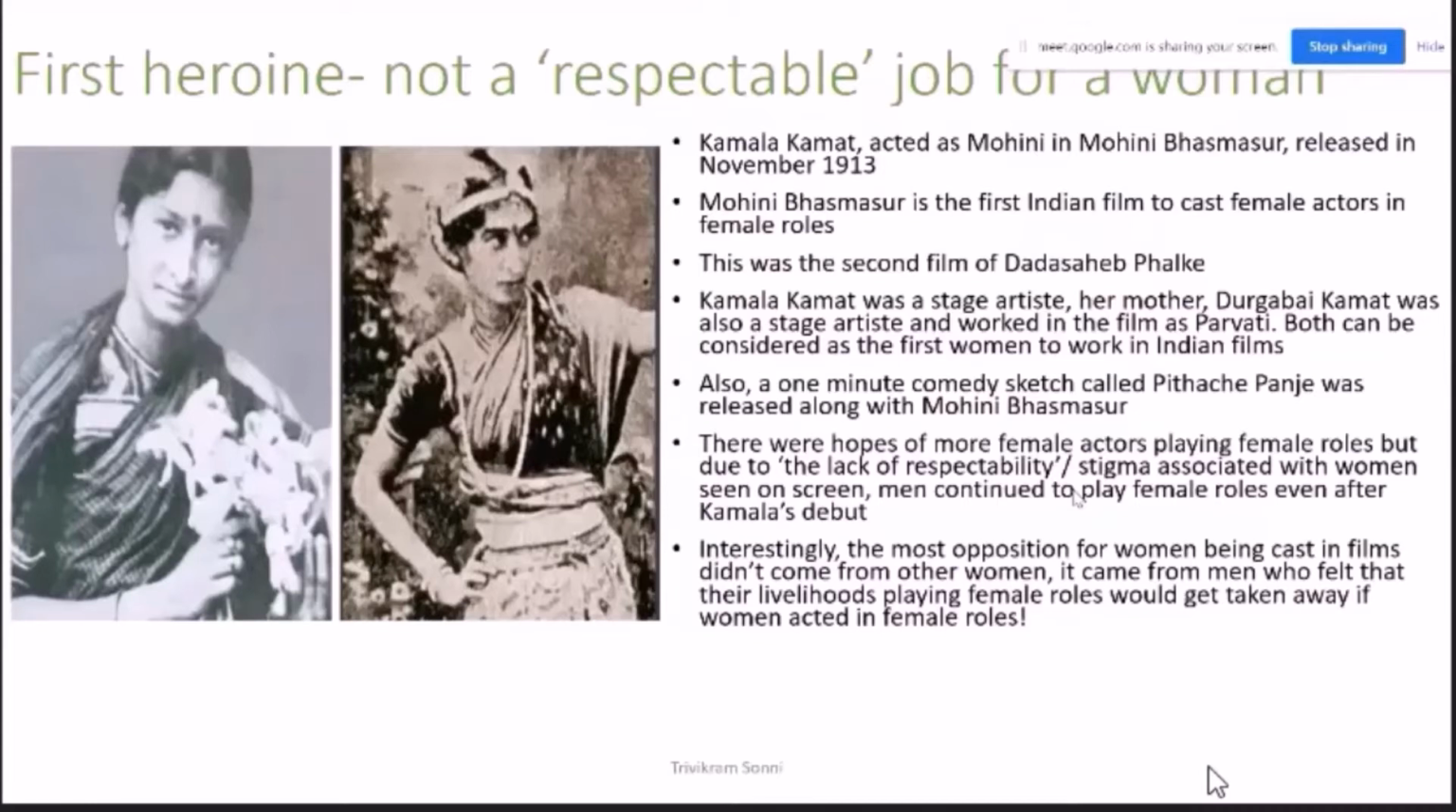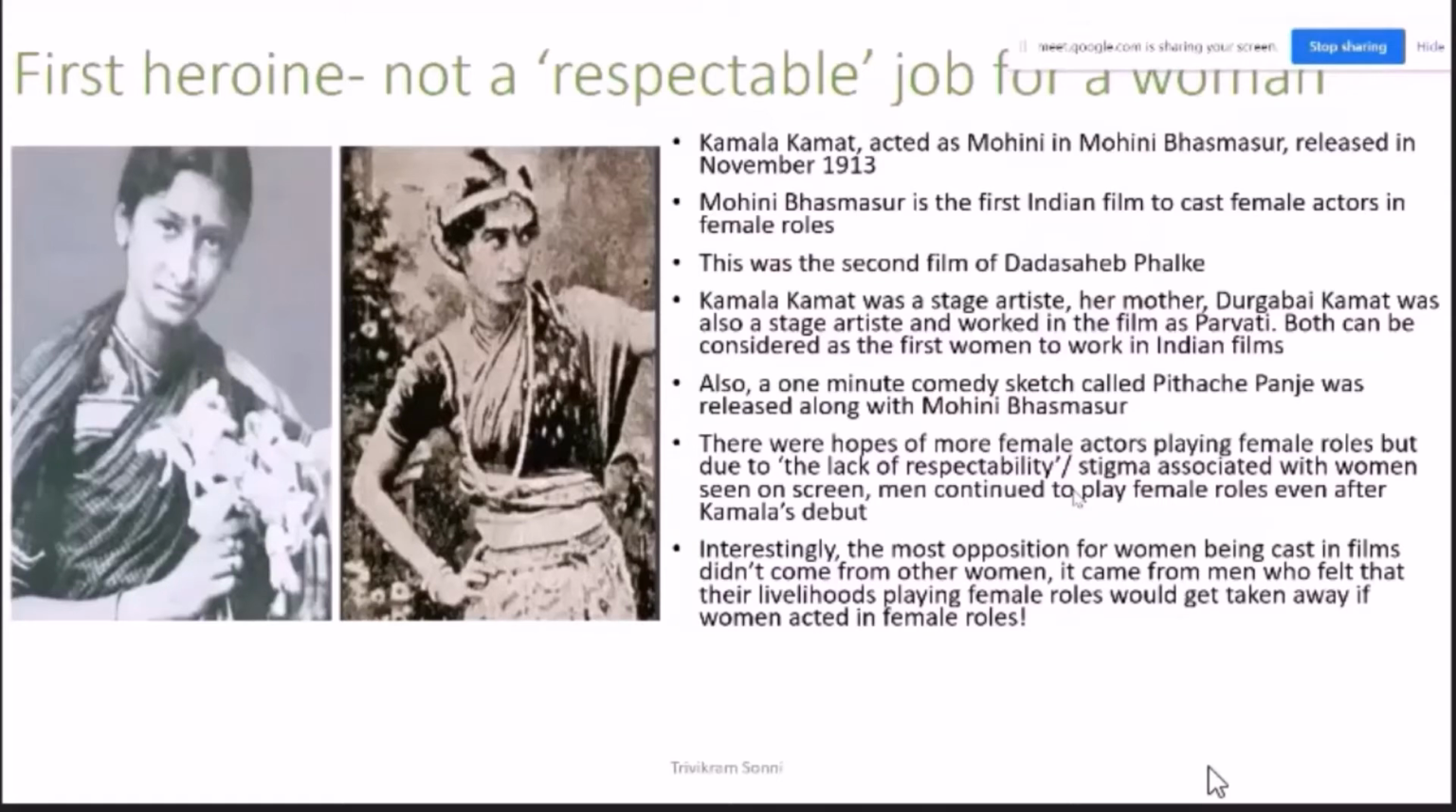Her own paternal family themselves said that we disown you because you have separated from your husband. So in terms of livelihood options, she had a few options in front of her. She could work as a maid. She did not have a great education. She could work as a sex worker. She could become someone's mistress. Or she could go on stage in showbiz.